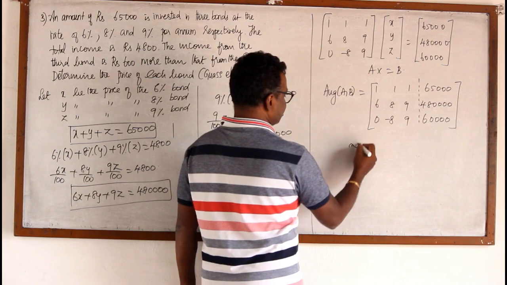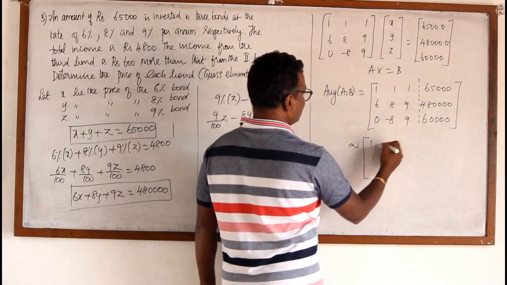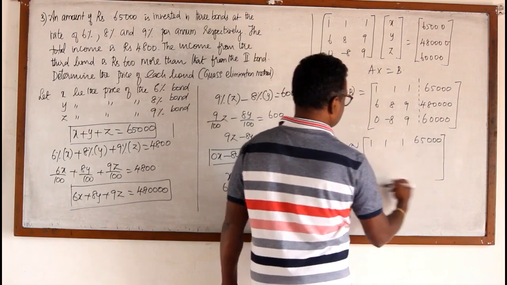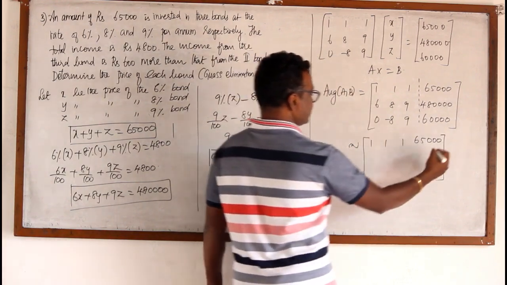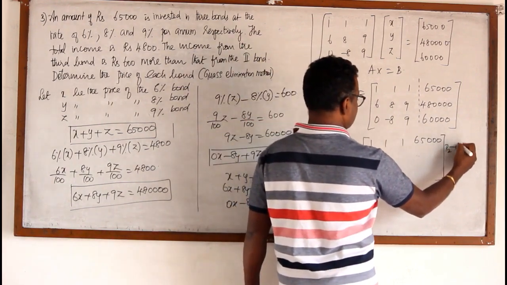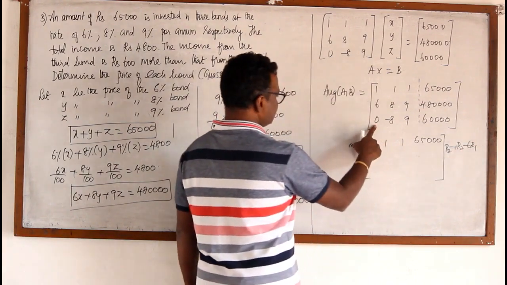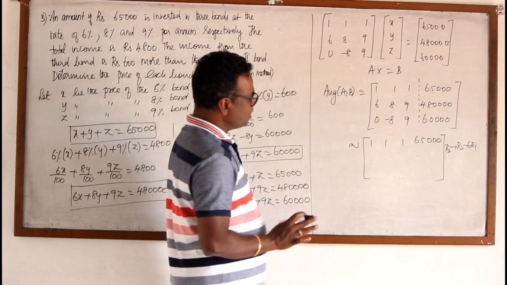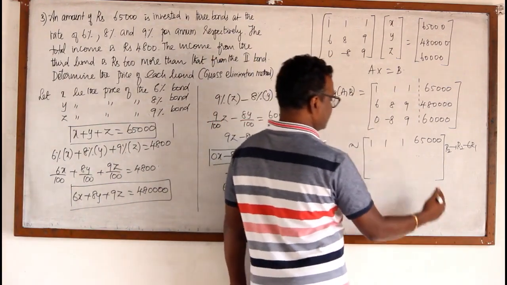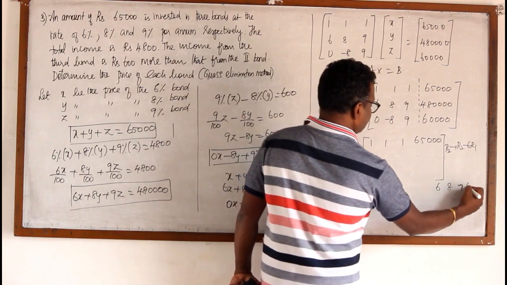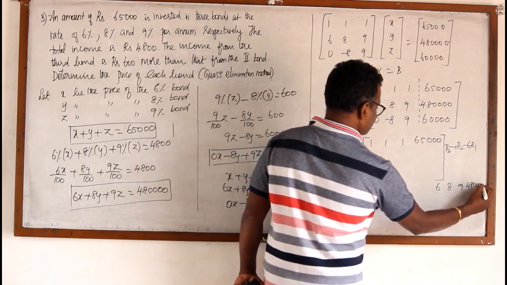Now first row, first element is 1. So no problem, 1, 1, 1, 65,000. Now this 6 must become 0, isn't it? So shall we write R2 as R2 minus 6R1? This is already 0, so I am not going for any new calculation for this R3. So what is R2? 6, 8, 9, 48,0000.